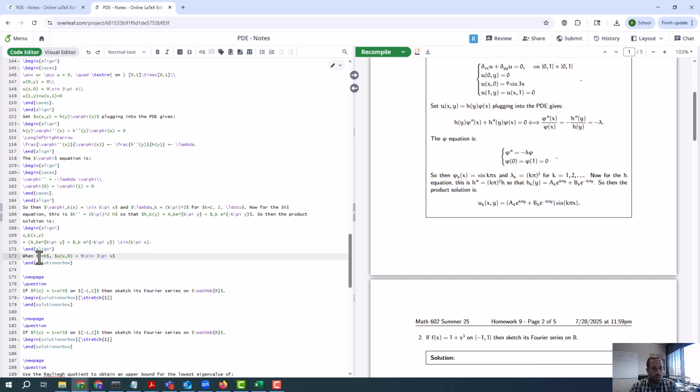Okay, so u of x, 0 is equal to 9 sine 3 pi x. In other words, if you plug in y equal to 0 here, you're going to get the sum of a k plus b k times sine of k pi x.